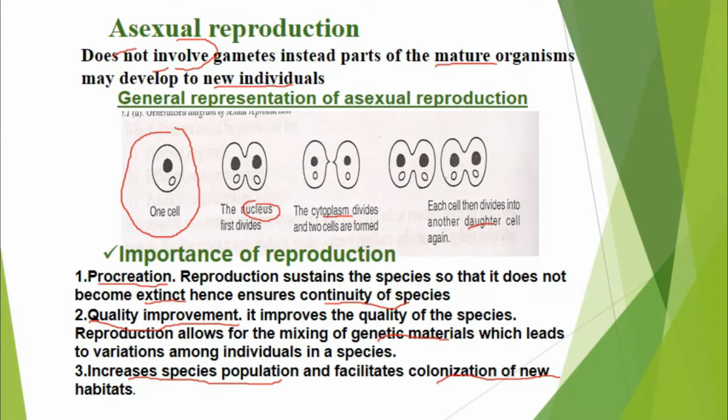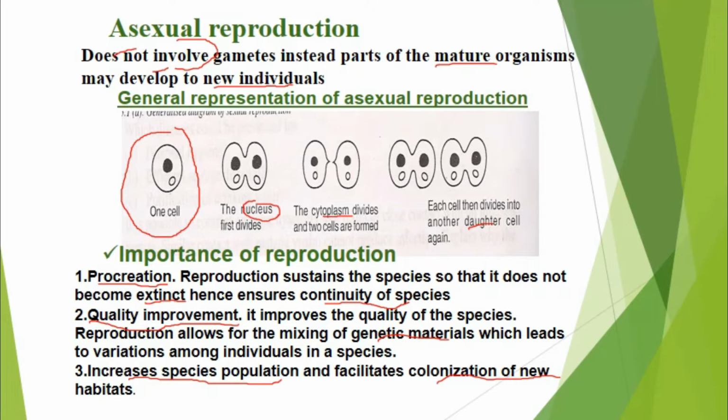Now you have the importance of reproduction. First, procreation, which is whereby we have the continuity of species, such that these species do not become extinct. So reproduction maintains continuity of species.